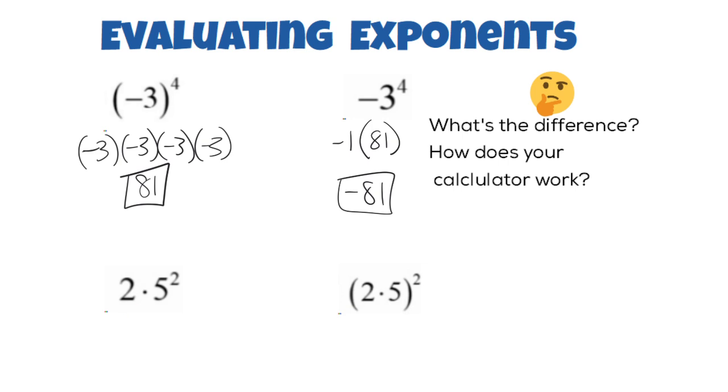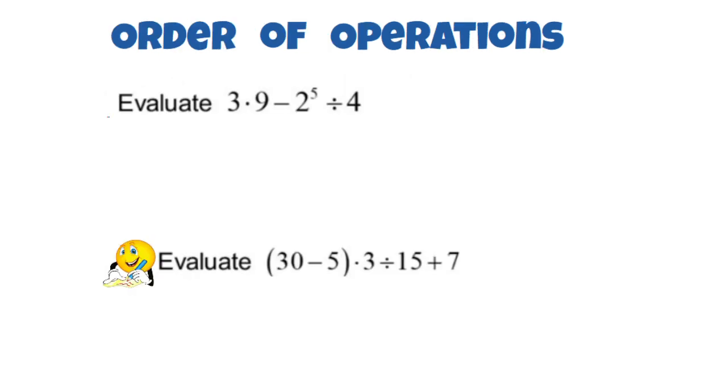All right, so let's look at these next two and the difference between these. Well, in this scenario, the 5 is being squared. But in this scenario, the whole quantity inside the parentheses is being squared. So this is going to be a 2 times a 25, the parentheses first, and then you're going to get a 100. So paying attention to where that exponent is.